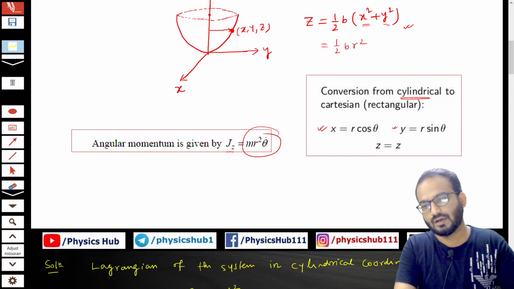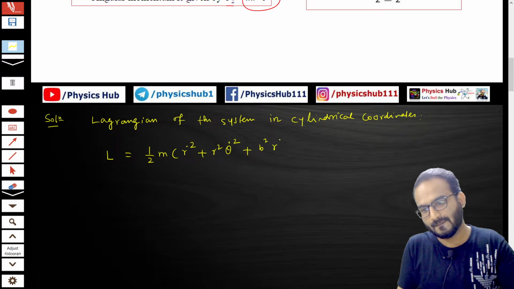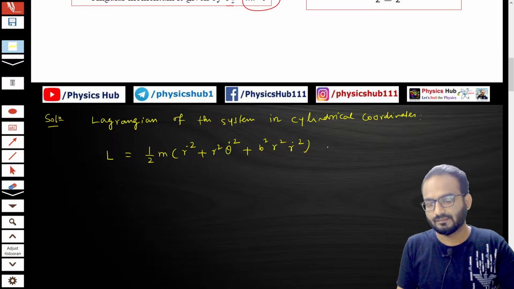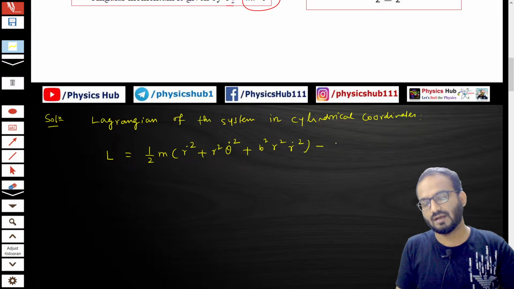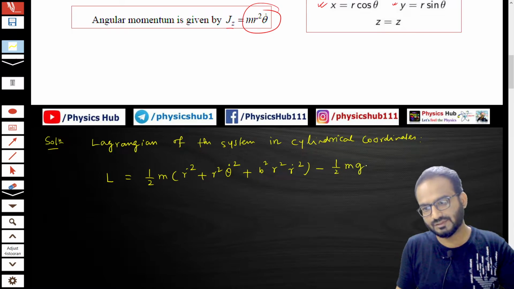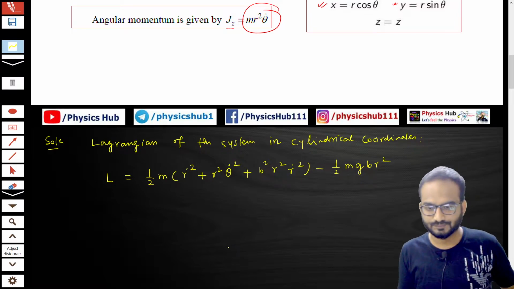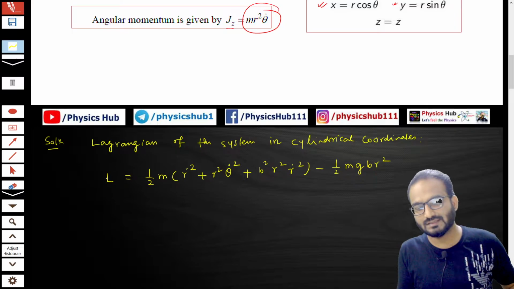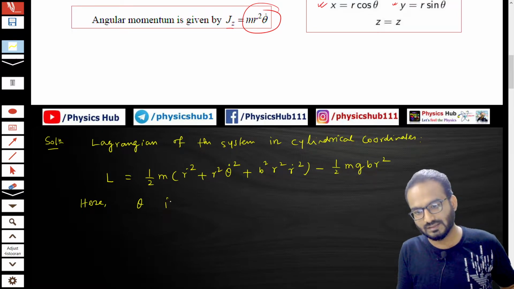Okay, so (1/2) m, so what will be the form? b² r² r dot². You can write it in this way, minus V, which is equal to m g z. So z is equal to (1/2) b r², so minus (1/2) m g b r². So in this way we can write the Lagrangian. And you can see the Lagrangian is independent of the term θ. So here, as you can see, θ is not appearing in the Lagrangian expression. So θ is a cyclic coordinate.